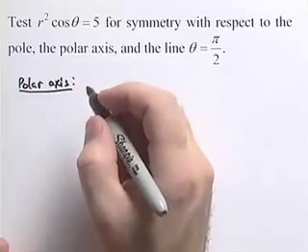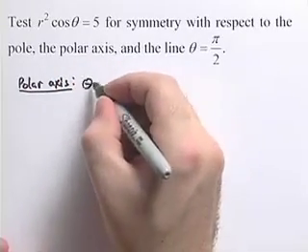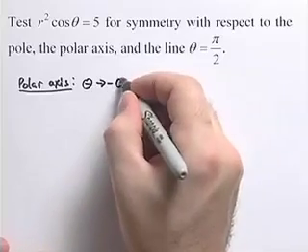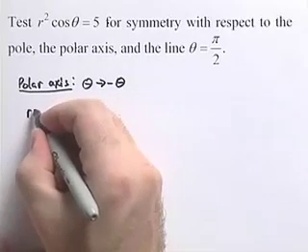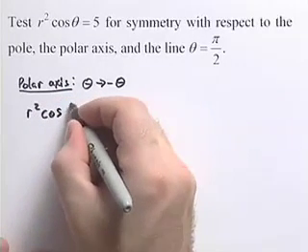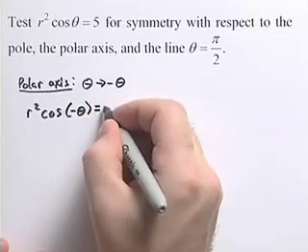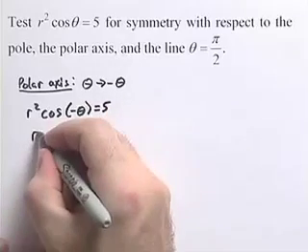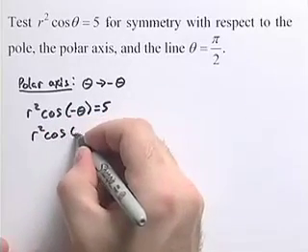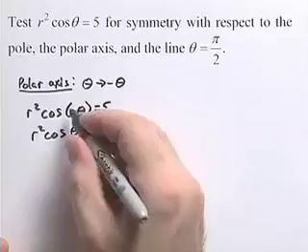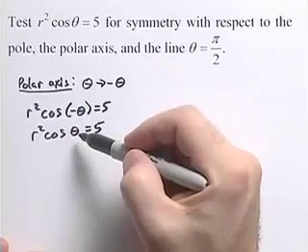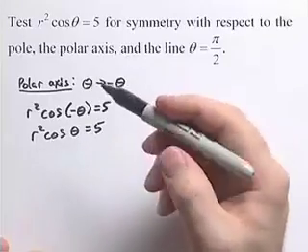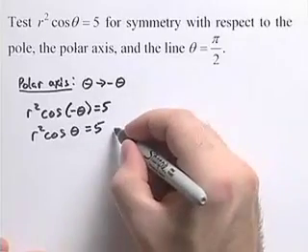To check for symmetry around the polar axis, we're going to replace theta with negative theta and see if we get the same equation back. So we'll have r squared times the cosine of negative theta is equal to 5, which gives us r squared cosine theta equals 5, since cosine is an even function. This is the same equation that we started with, so there is symmetry with respect to the polar axis.